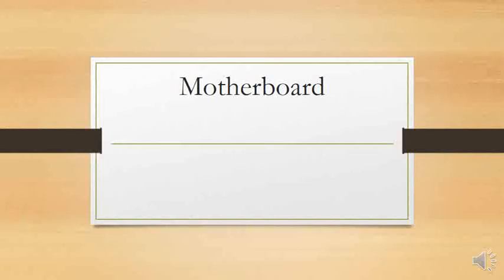In last class, we have studied the motherboard. What are the components of the motherboard? How does the motherboard look, and what is the internal structure of the motherboard?